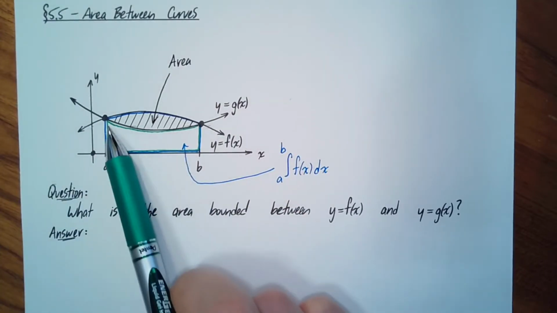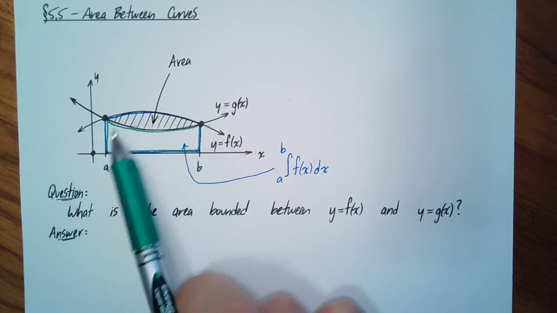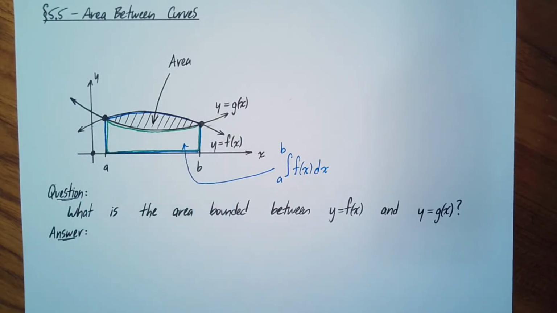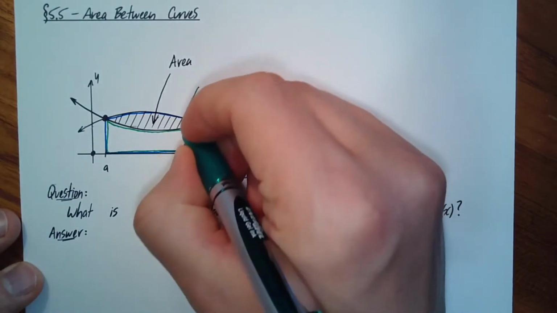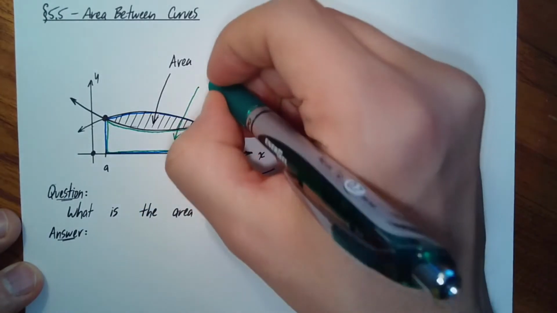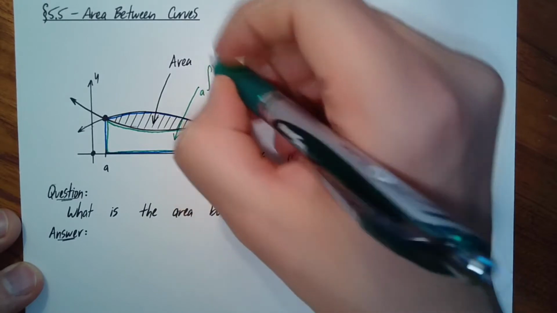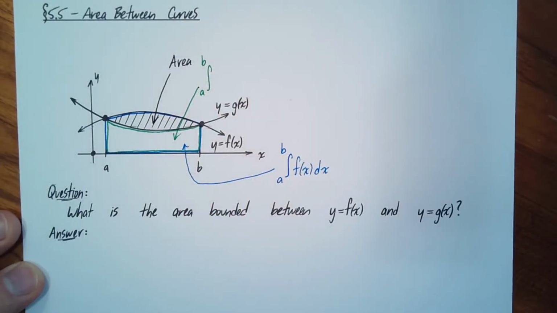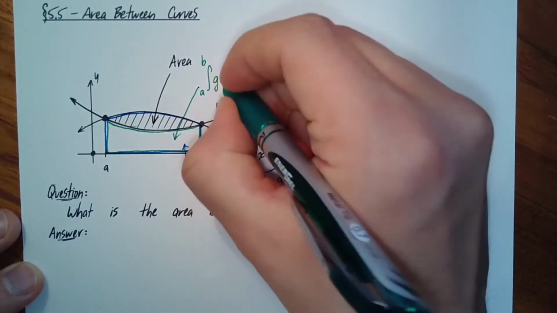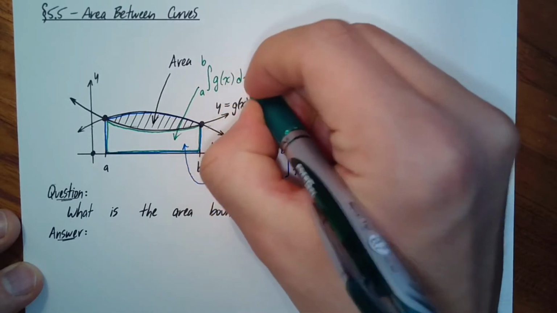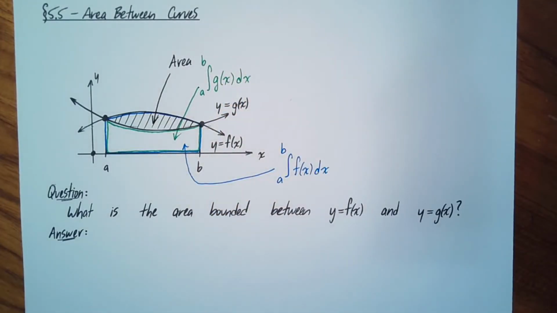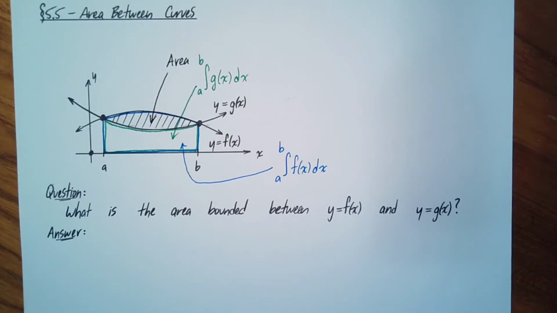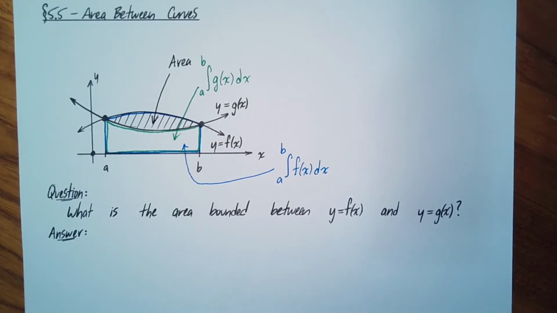Well, now this area that's been outlined in green, this area in here, that's exactly the area that lies below the graph of the function g and between the vertical lines x equals a and x equals b. So that area we can actually calculate directly. It's the definite integral from a to b of the function g of x with respect to x.